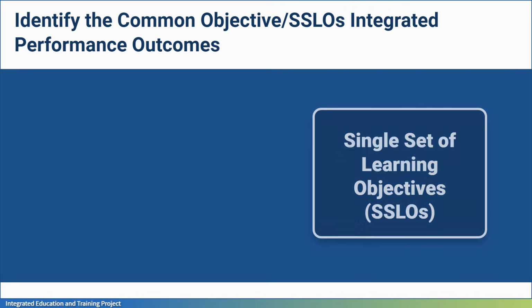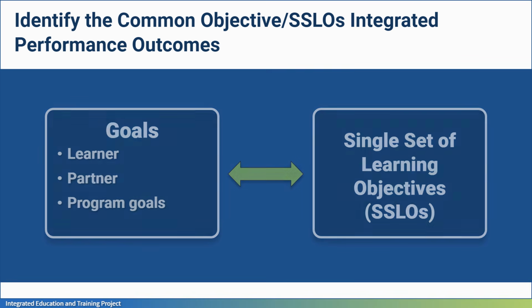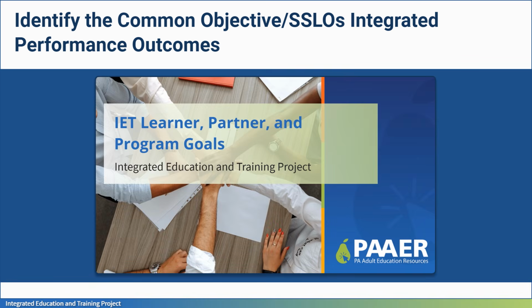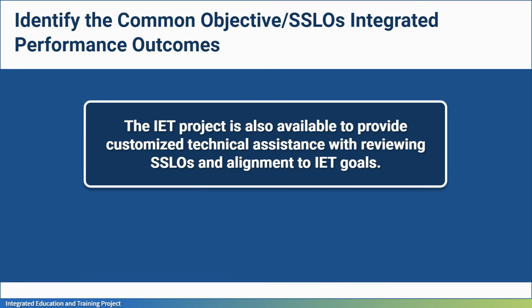Once you complete developing your single set of learning objectives, your IET team should revisit the learner, partner, and program goals to ensure alignment. You should make sure that all the objectives align to at least one of the goals, and that all of the goals have at least one objective that is aligned to it. You can watch IET Development Series Video 7, IET Learner, Partner, and Program Goals for more information. The IET project is also available to provide customized technical assistance with reviewing SSLOs and alignment to IET goals.